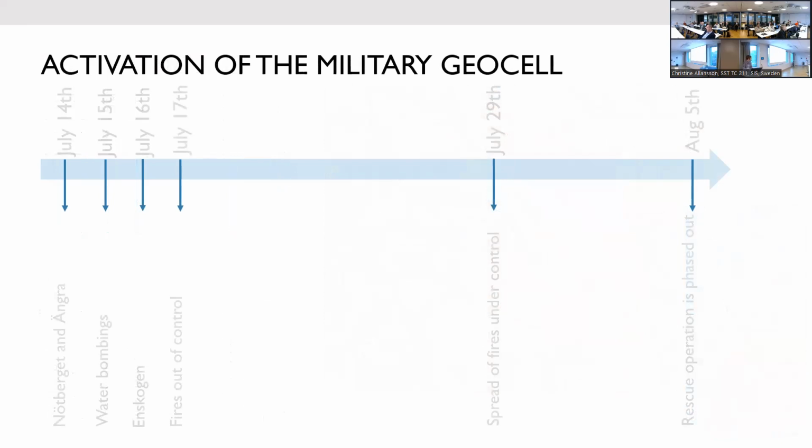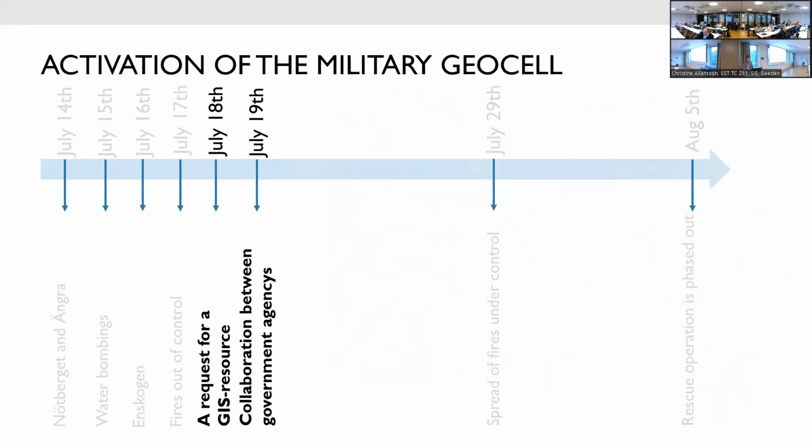So how come the military geocell was sent to help out with fighting the forest fires? On July 18th, a request was made to Lantmäteriet for a GIS expert. Why not use the military geocell owned by the Swedish Armed Forces, but managed by GOSE at Lantmäteriet? After a quick deliberation between Lantmäteriet, the Swedish Armed Forces, and the Swedish Civil Contingencies Agency, it was decided that the geocell would be sent to the affected area.